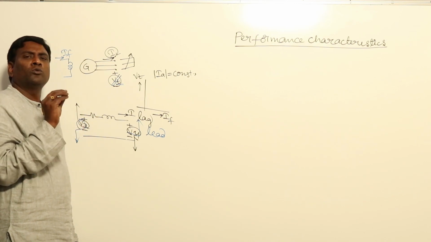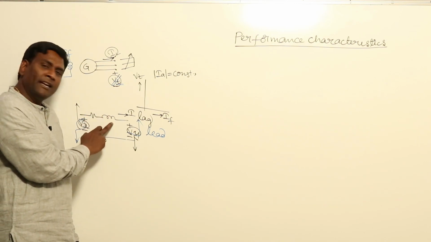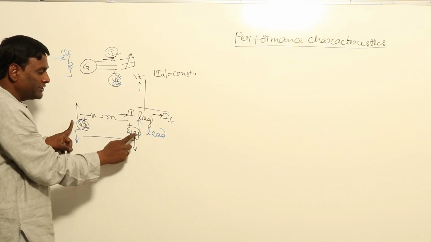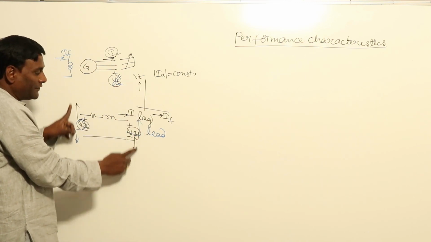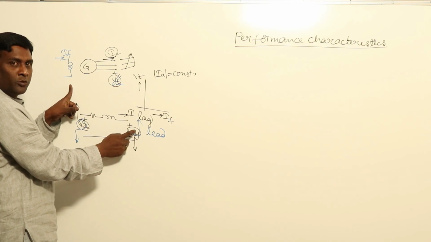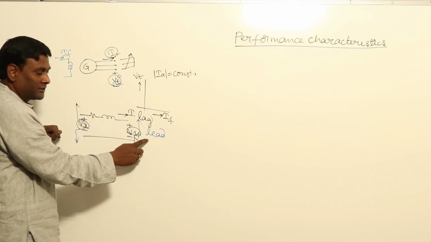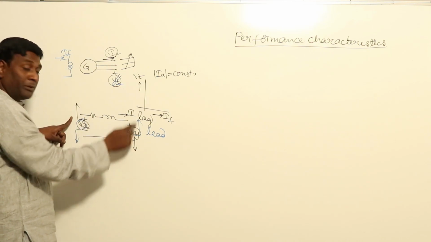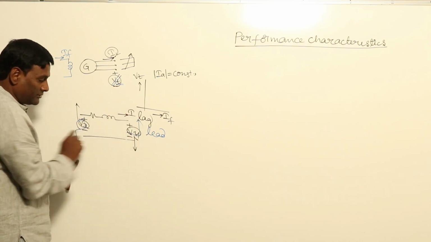Anyway, the conclusion is very simple: resistance, reactance. Under the lagging condition, if I fix this, this should be less, or if I fix this, this should be more, giving positive voltage regulation. At leading conditions, if I fix this, this should be more, or if I fix this, this should be less.